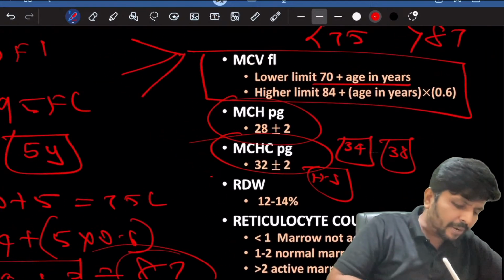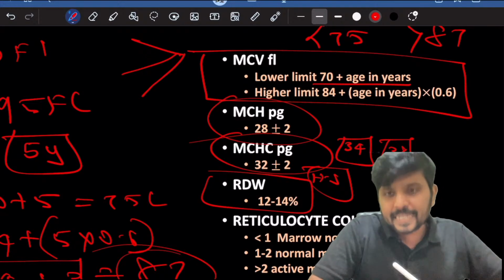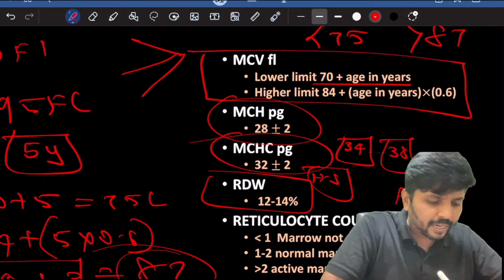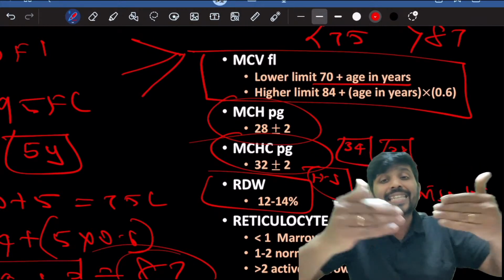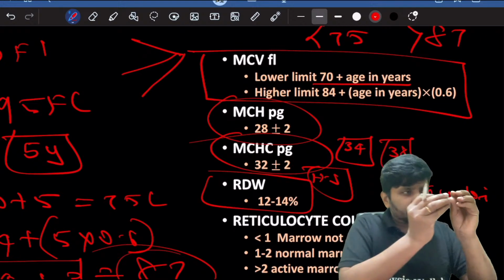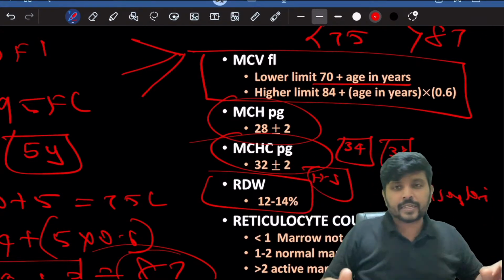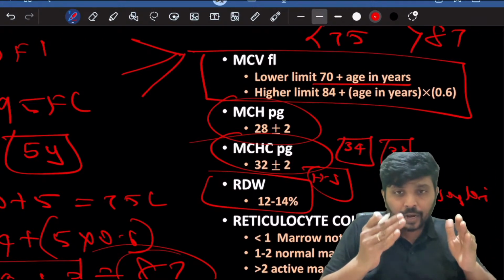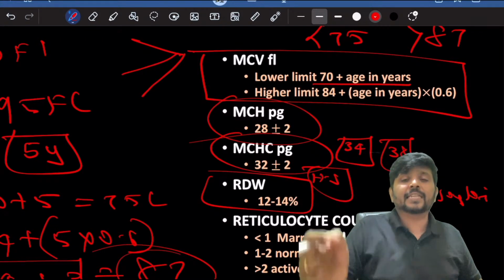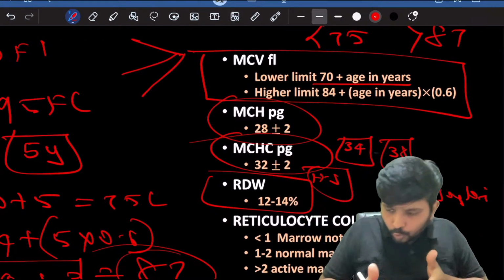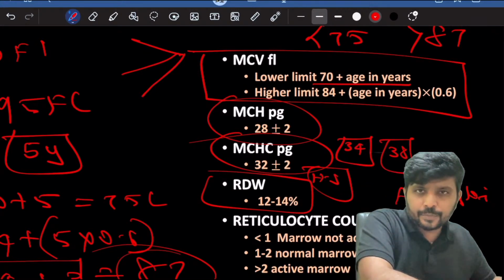Right. What do you mean by red cell distribution width? Very simple. It is nothing but anisocytosis. What is meant by anisocytosis? Differences in the sizes of RBCs. Some cells are small, some cells are a little bigger, some cells are variable in size. So your RDW is nothing but anisocytosis, meaning variation in the size of the RBCs. The more the variation in size, the higher the red cell distribution width.